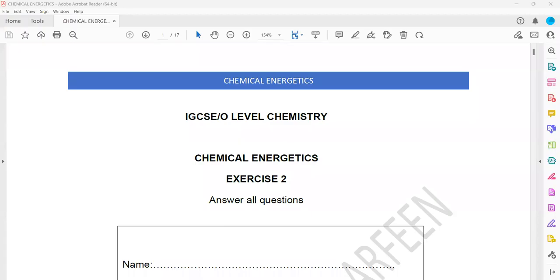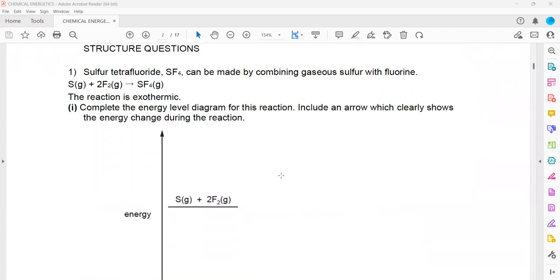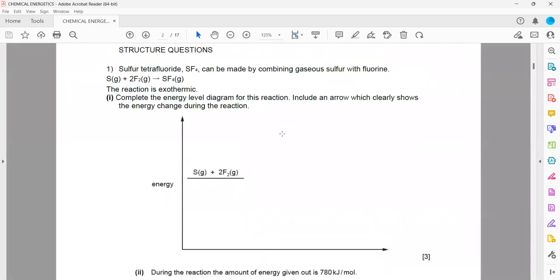So this is the exercise chemical energetics 2. First, question 1. Sulfur tetrafluoride, which is SF4, can be made by combining gaseous sulfur with fluorine. And the reaction is exothermic.